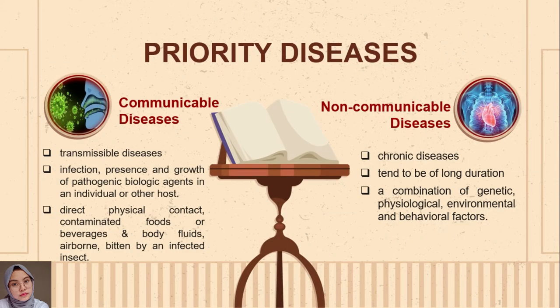Now we go to the priority diseases. Communicable diseases, also known as infectious diseases or transmissible diseases, are illnesses that result from the infection, presence, and growth of pathogenic biological agents in an individual human or other animal host. Infections may range in severity from asymptomatic to severe and fatal.